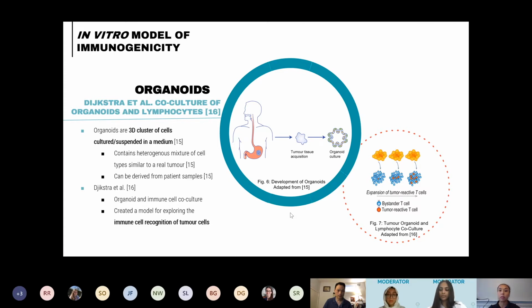Organoids are three-dimensional cultures of a heterogeneous mixture of cells, similar to the variability found in our own tumors. These cell lines can be cultured from patient tumor samples to better represent the host microenvironment. A recent study by Dijkstra and colleagues developed a co-culture model with tumor organoids and immune cells. This model serves as a systematic platform to probe the recognition of tumor cells by the host's immune system.